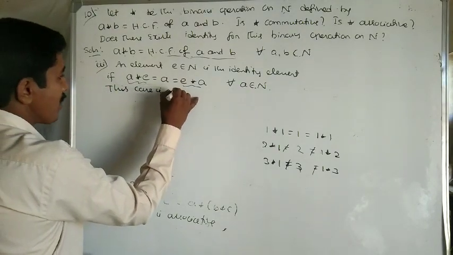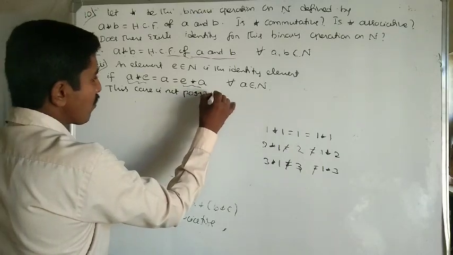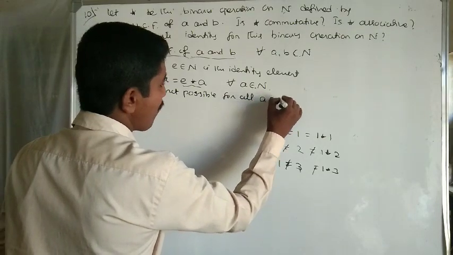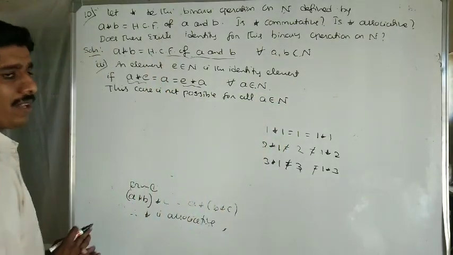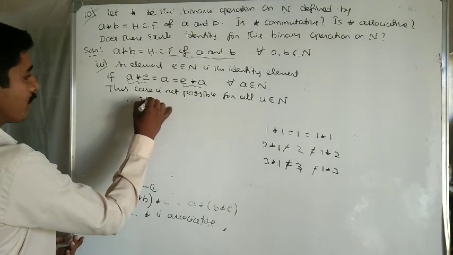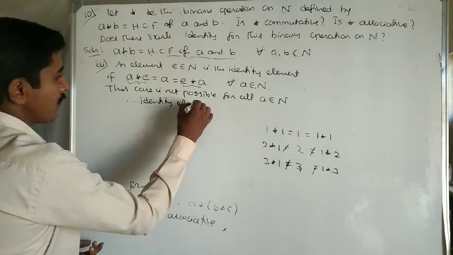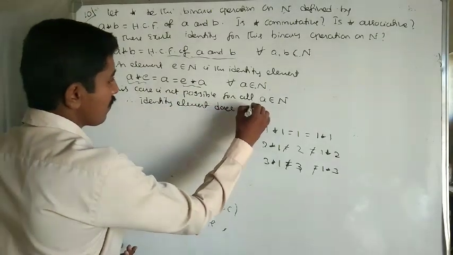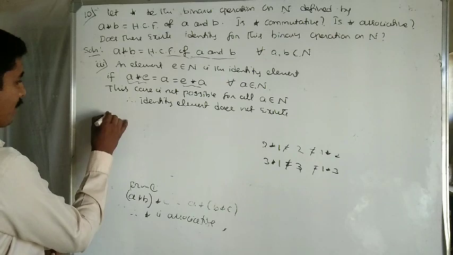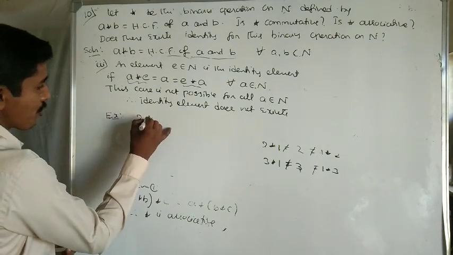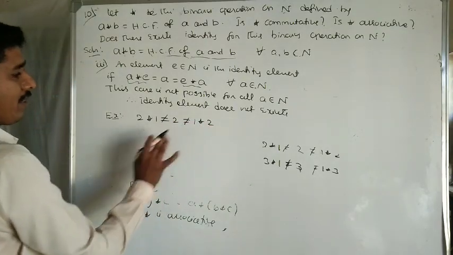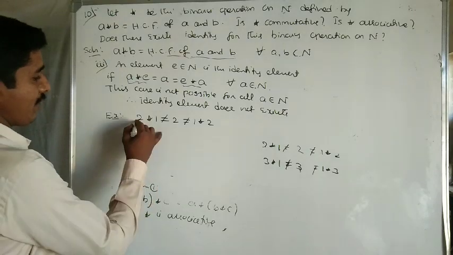In this case this is not possible for all a belongs to natural numbers, therefore identity element does not exist. An example we can take. Example, suppose 2 star 1 cannot be 2. Example, here 1 cannot be the identity element.